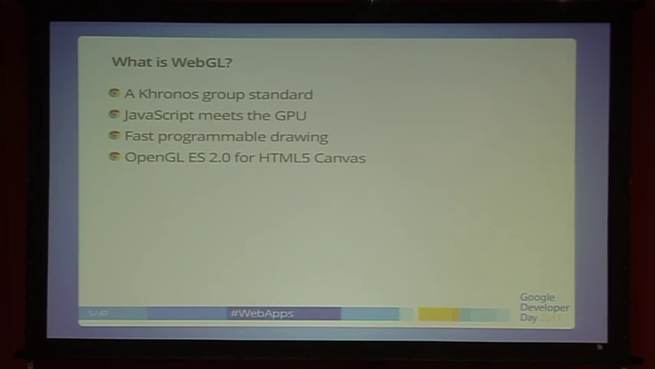So WebGL is a Khronos Group standard. JavaScript meets the GPU. It gets you fast programmable drawing. Okay, I'm Finnish. I have difficulties with these English words. So OpenGL. Basically, it's the mobile OpenGL version, OpenGL ES 2.0 for the HTML5 canvas. OpenGL ES 2.0 is the graphics library running on most modern mobile phones. So the iPhone 4 is running that, and that's how it gets great graphics. And now we have that in the web.